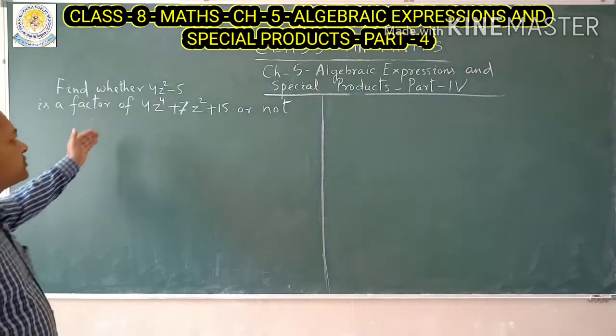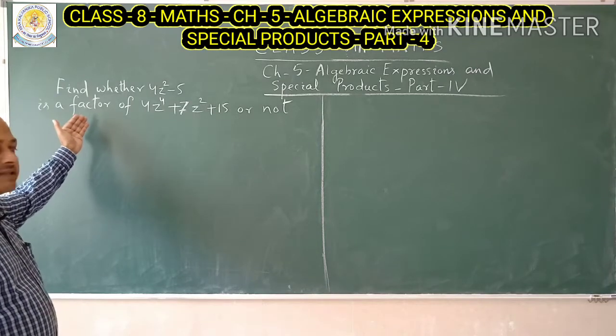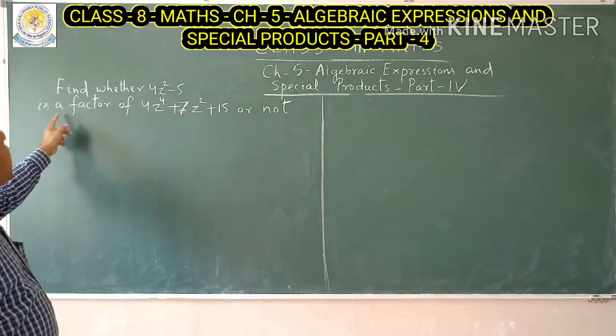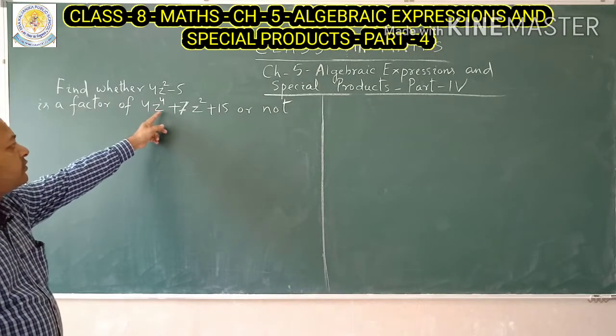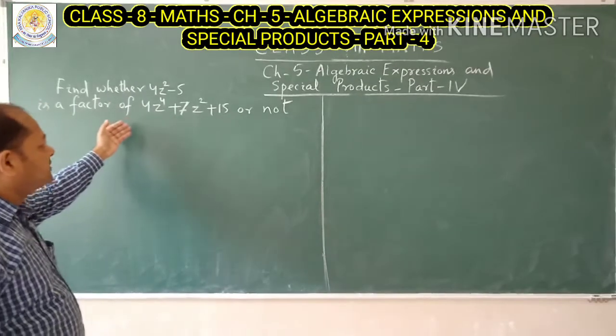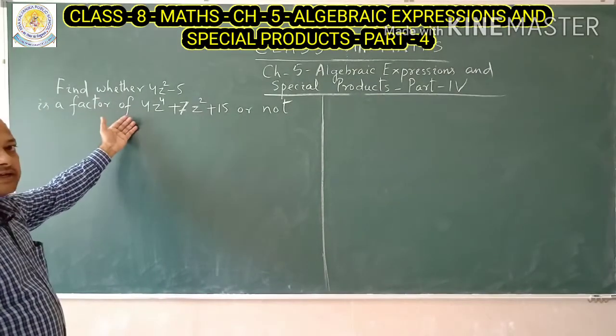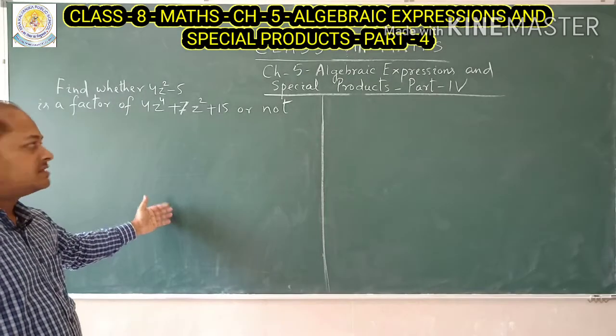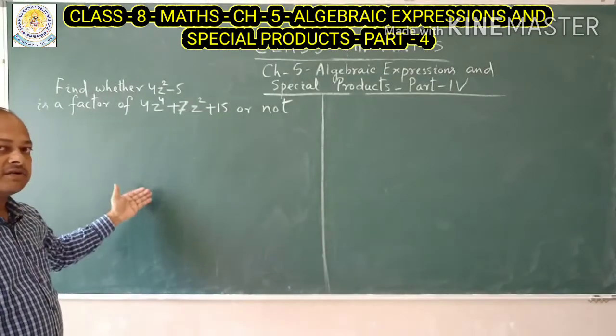Sometimes these types of questions are coming. The question is like this: find whether 4z square minus 5 is a factor of 4z to the power 4 plus 7z square plus 15 or not. So we have to check. That means it may be a factor or may not be a factor. We have to check. If remainder is 0, that means it is a factor. If remainder is not 0, it is not a factor.